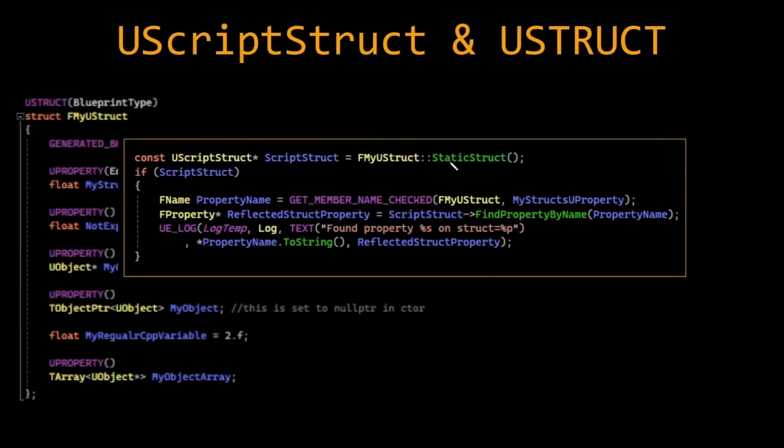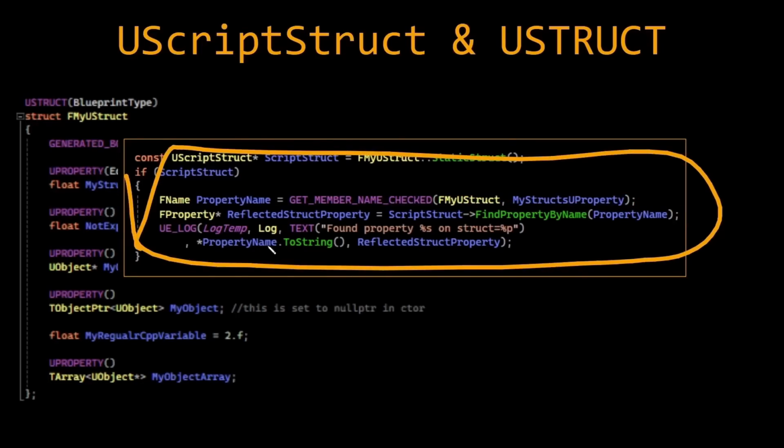And we can do something like get the static struct for this struct. And it returns this UScriptStruct pointer, which is effectively a reflected type for this. And we can use this reflected type to find properties. So we can say GET_MEMBER_NAME_CHECKED, and we can find property by name and do reflection stuff there.